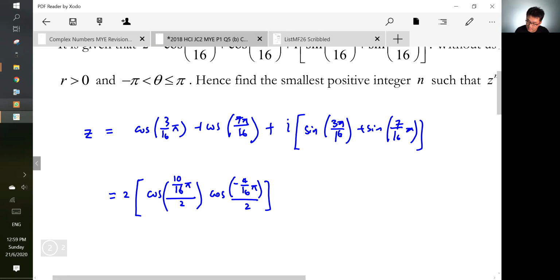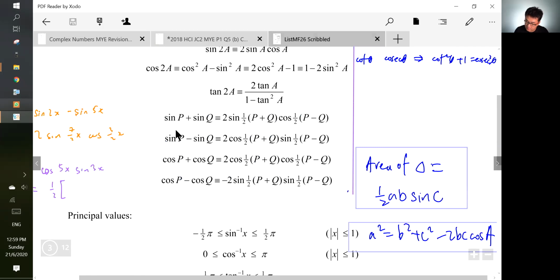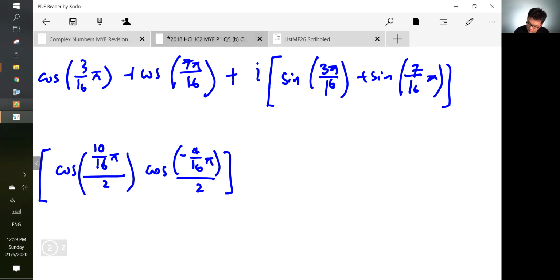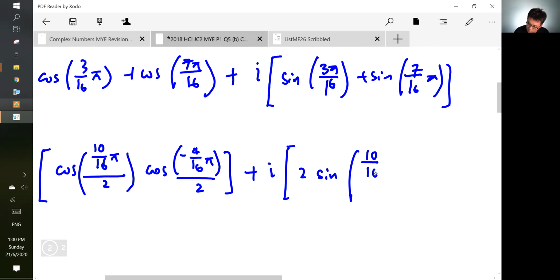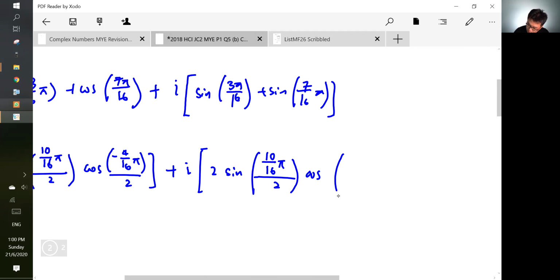Then you have got the sine. Sine plus sine is the same: sine cos. So this will be i sine, cos, with minus 8. Okay, so this is what you do.